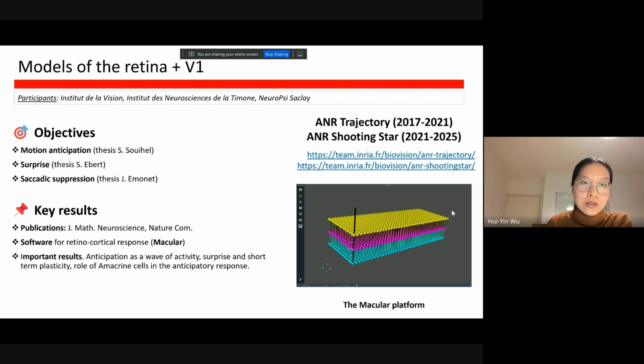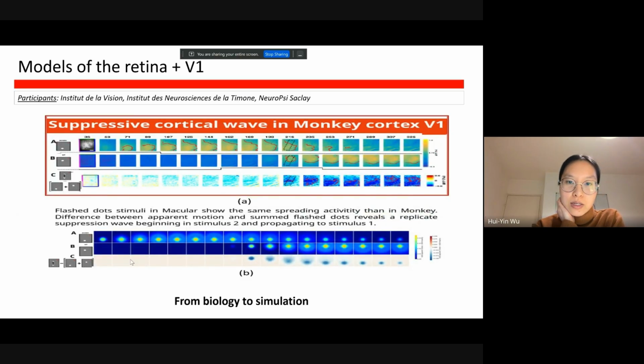Results of these parts of research are often published in journals for mathematics and neuroscience, and also a recent paper published in Nature Communications. I mention here again the software Macular, which is under development. On the right, you can see a screenshot of this software that allows the simulation of the mathematical models transported onto this platform, so that we can see the actual neuronal stimulations of the models. Here there are also some results on the visualization of the response of the visual cortex to different stimuli.